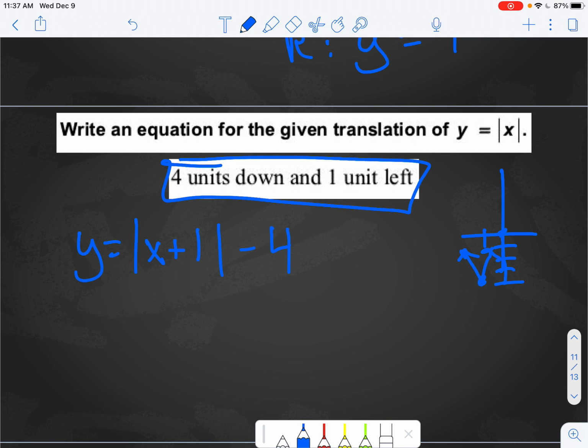And then 4 units down, that's true. That's like how we think of our y-intercept on the end. Technically it is not our y-intercept here at the end, but that tag on is exactly what it means, just like our y-intercept.